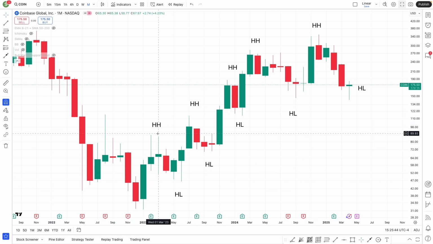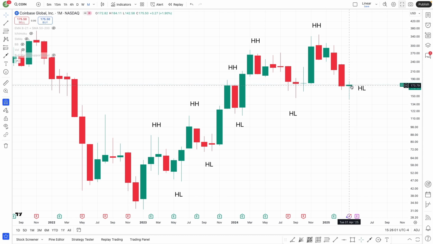So we've got a high here on this particular month. We've got a higher low down here. Then we've got a higher high, higher low. Then we got a higher high, higher low, higher high, higher low, higher high. And we're hoping that we can make it out of this month with a higher low here.